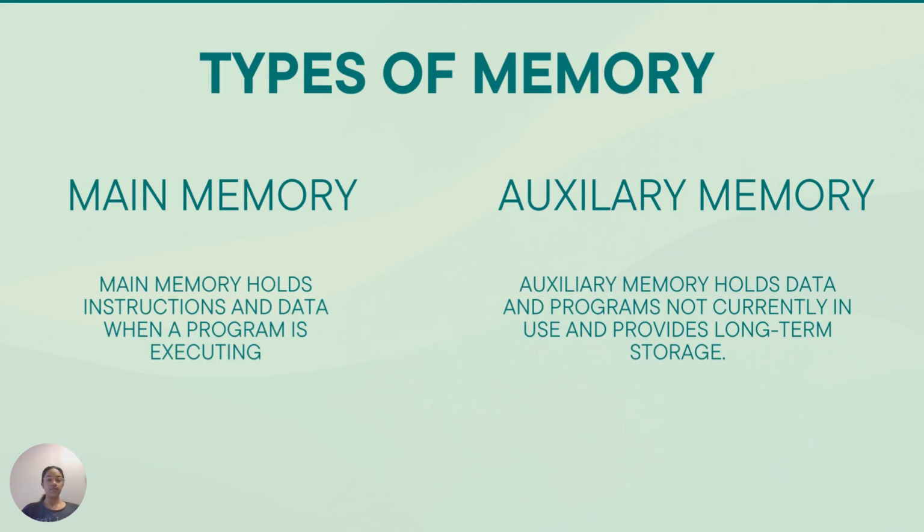So basically, we have two types of memory, which are main memory and auxiliary memory. Main memory stores the instructions and data which are used during the program execution, whereas auxiliary memory holds the programs that are not currently in use, and it is a long-term memory.